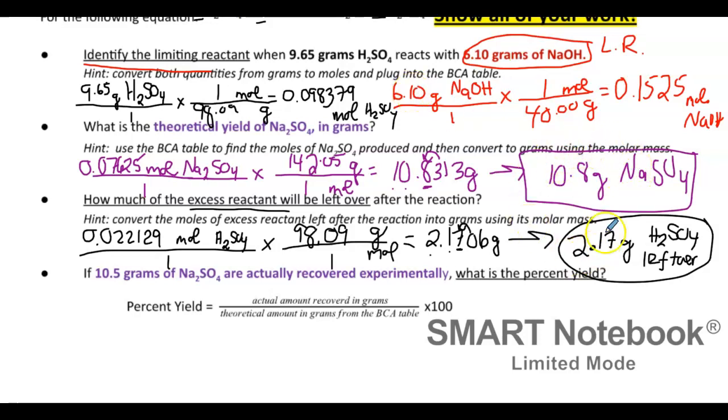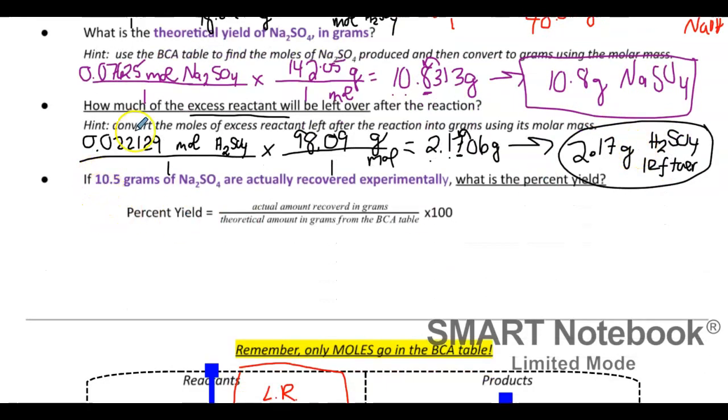So if we theoretically calculated that we should have 10.8 grams of sodium sulfate, that's probably not what we're going to get. And they tell us they actually produced 10.5 grams. Now that's pretty close. That's not too bad. But we want to figure out what the percent yield was. So here's the equation. The percent yield is going to be the actual amount recovered in grams. This is what someone actually measured in lab. So they have 10.5 grams. And we're going to divide that by the theoretical amount from the BCA table, which is 10.8 grams.